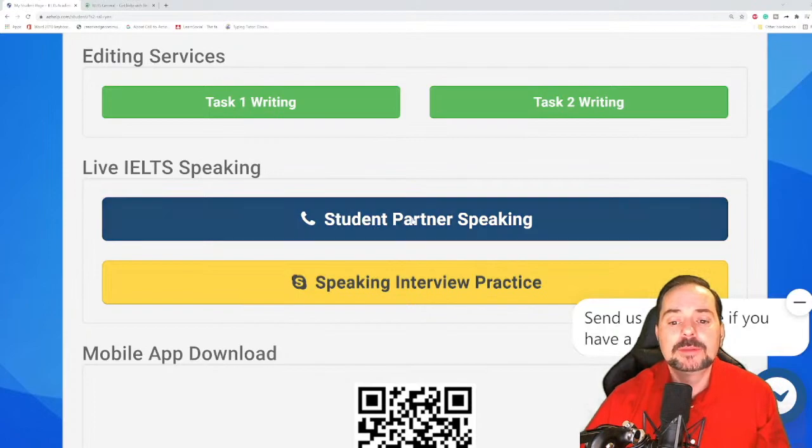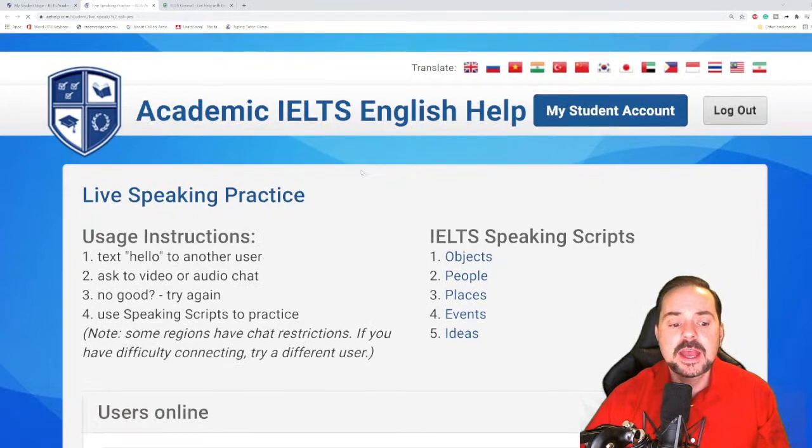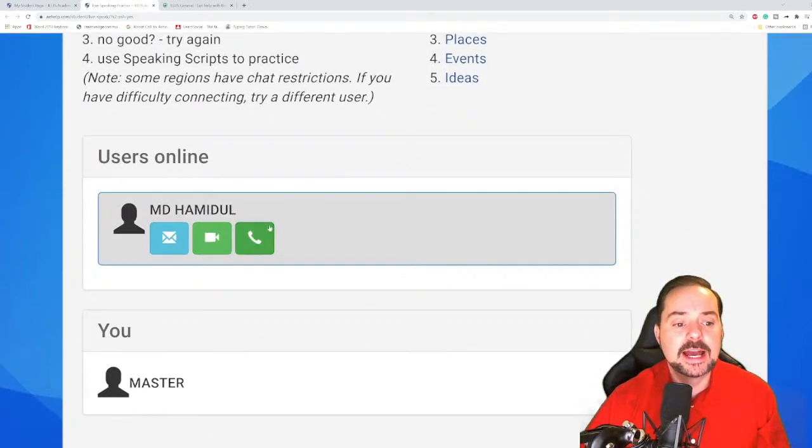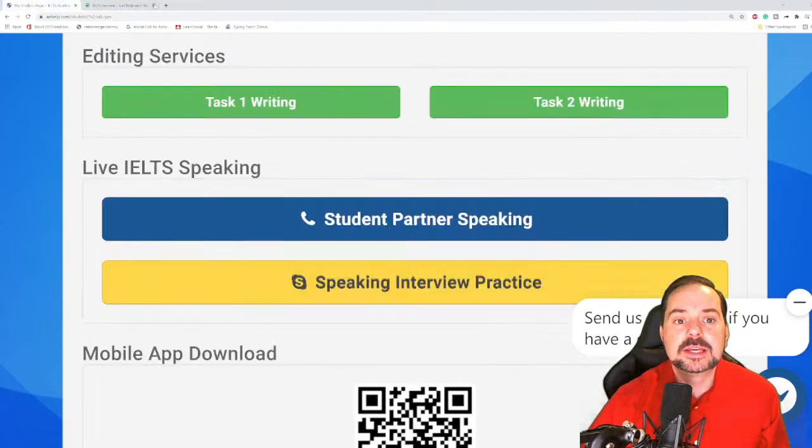So here's the student partner speaking, and you click on that and then you accept. And then here we already have MD Hamidul in here. Hopefully we'll have more students in here in a bit. So we're going to be using this in a few minutes to practice and analyze some speaking today, okay? So the student speaking partner function. Let me introduce to you speaking part 1, and then we'll get going with the lesson, okay?